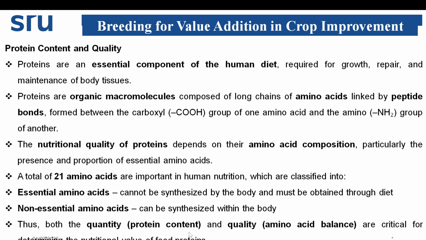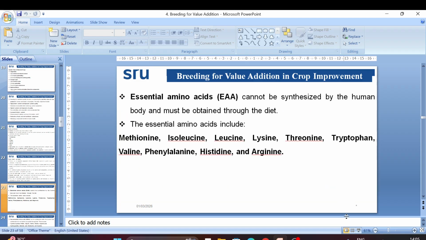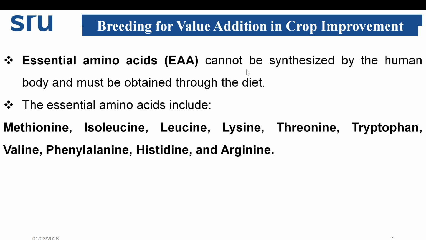Thus, both quantity, that is protein content, and quality, that is amino acid balance, are critical for determining the nutritional value of food proteins. Now we'll see essential amino acids. As I have told you, essential amino acids cannot be synthesized by the human body and must be obtained through diet. These essential amino acids include methionine, isoleucine, leucine, lysine, threonine, tryptophan, valine, phenylalanine, histidine and arginine. These are the essential amino acids.